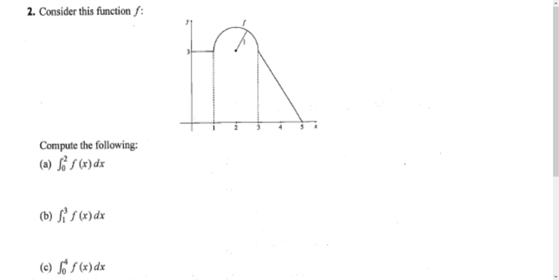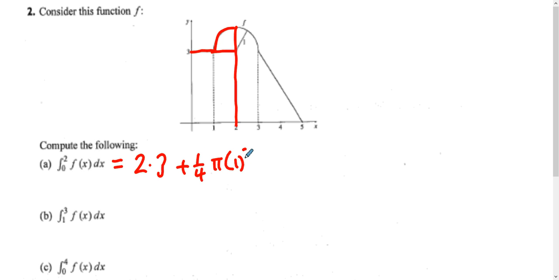Can we find areas? Sure we can. The integral from 0 to 2, that's this area. It happens to be a rectangle and a quarter circle. The rectangle is 2 times 3. The quarter circle is 1/4 pi r squared. I hope that's not too bad.